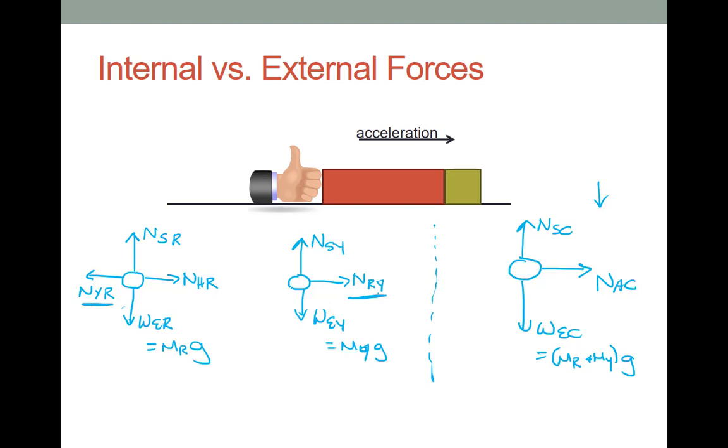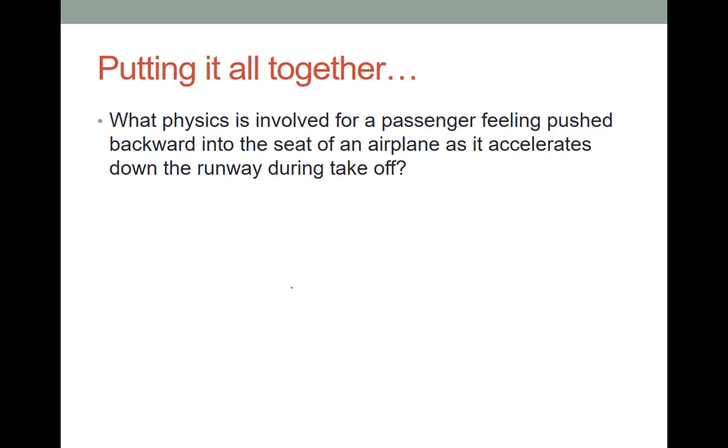Okay. To finish up this part of Unit 4, I want to take a minute and think about how Newton's three laws play into this scenario. You're in a plane, and as it accelerates down the runway during takeoff, you feel like you're being pushed backward into your seat. Okay. How can we use three laws to explain that? Okay, so let's start with third law. The normal from you on your seat is equal and opposite to the normal from the seat on you.